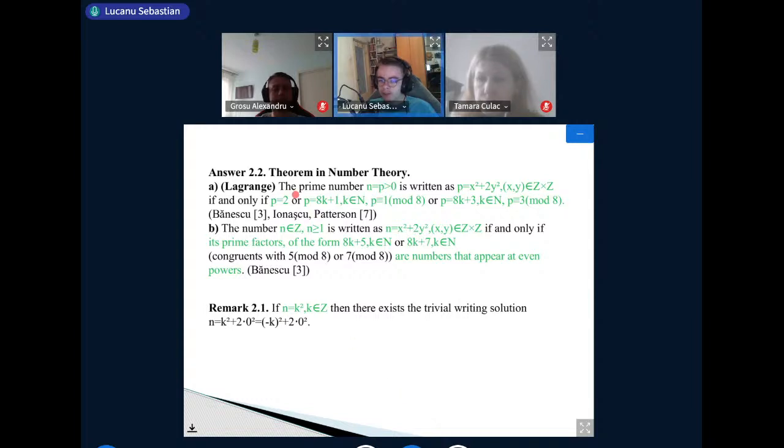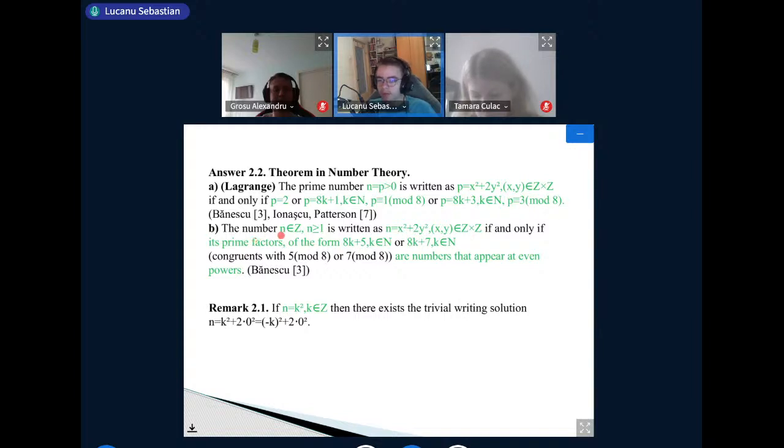The second answer, using a theorem in number theory by Lagrange: a prime number p, bigger than 0, is written as p equals x squared plus 2 times y squared with x and y both integers if and only if p equals 2, or p equals 8k plus 1 with k a positive integer, that is, p congruent to 1 modulo 8, or p equals 8k plus 3 with k a positive integer, that is, p congruent to 3 modulo 8.